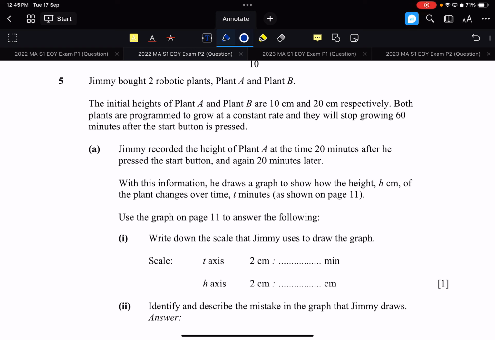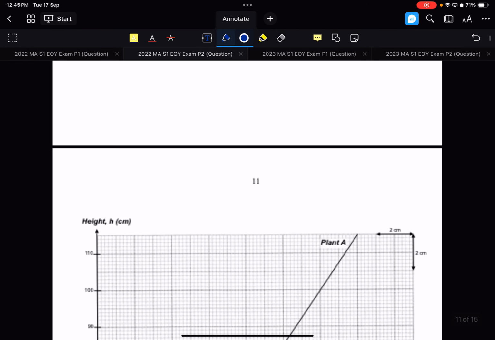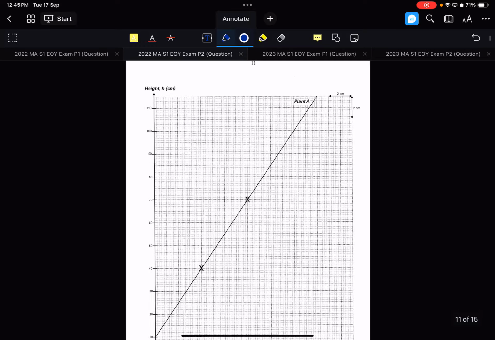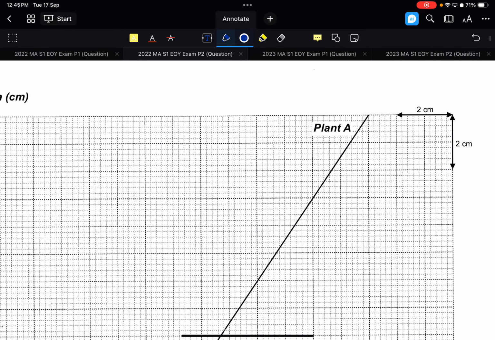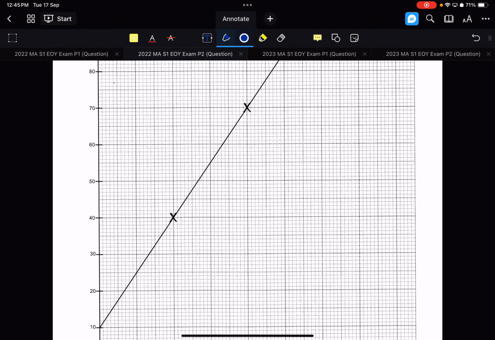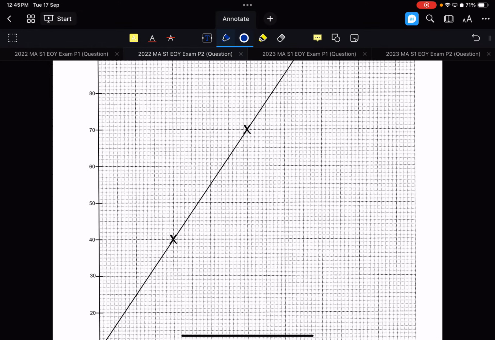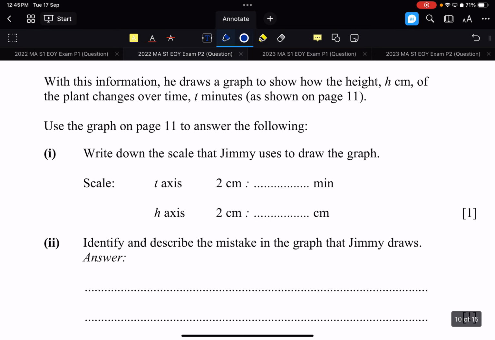So use the graph on the next page to answer the following questions. Let's take a look. Look at the next page. This is a graph, right? So what is the scale? We just need to take a look at the scale. This is 2 centimeter. 2 centimeter represents 10 units on the y-axis, 10 units on the x-axis. So 10 units here, 10, 10.